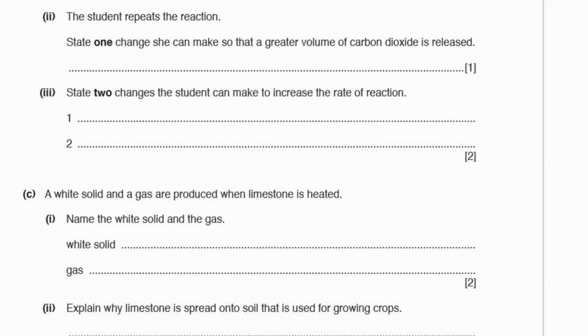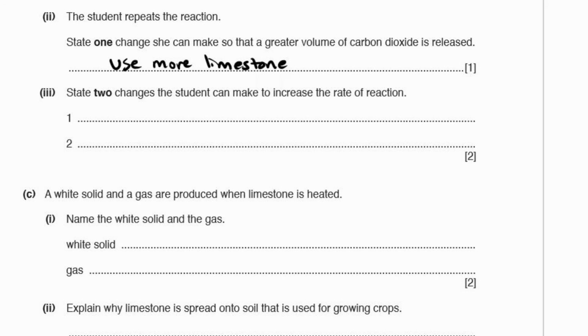B2. The student repeats the reaction. State one change she can make so that a greater volume of carbon dioxide is released. Okay, she wants to produce more carbon dioxide, so she needs to have more of the stuff that produces the carbon dioxide. So that is use more limestone. Because remember, limestone is calcium carbonate, and the carbonate produces carbon dioxide.